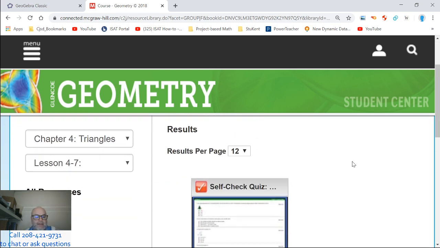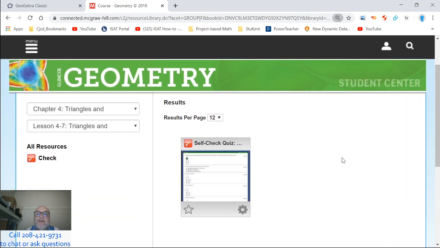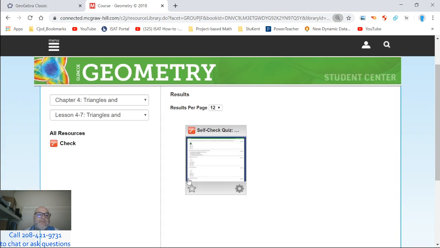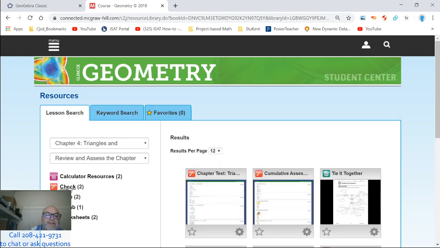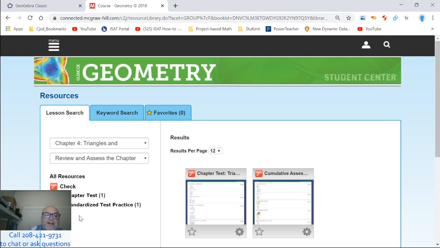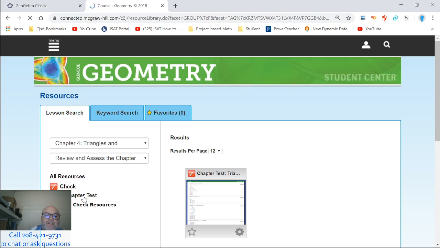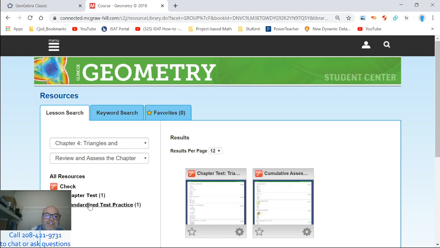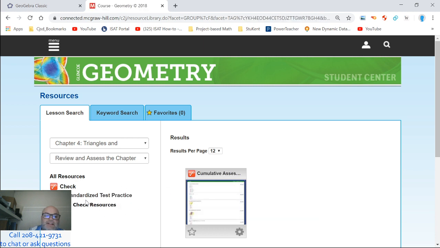And remember, this is work you can be doing at home. You're preparing for a test. You can do this at home, but you're just choosing to do it with me. Now we get down here. We've been through all these lessons. We're going to review and assess this chapter together. We've got 2 checks here, right? We've got a check of a chapter test, and then we have a check that is standardized testing.